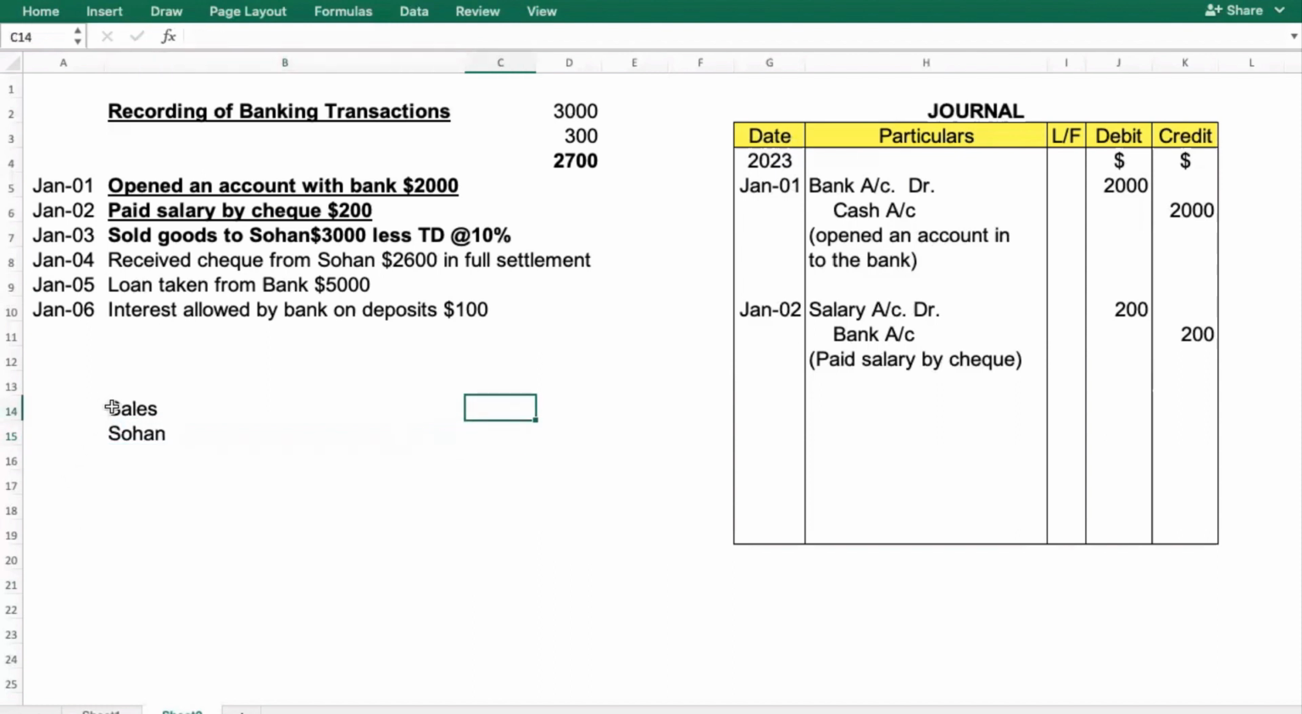So we sold goods, so sales, and to whom I sold, because that person didn't pay the money, I will write his name in my records. Otherwise, I will forget from whom I have to collect money. So sales is what? Revenue. And Sohan is actually an asset because he will pay us money in future. It is actually a trade receivable.